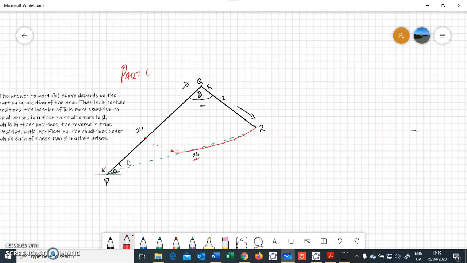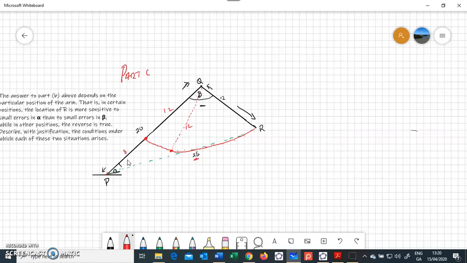Up to that point, because PR is still longer, the error will be bigger in the angle alpha. But once it gets past this spot here, which is 12, let's mark this down: this is 12 and this is 12. Once it begins to move beyond that point towards the line PR, PR gets shorter and shorter. Eventually when it gets as far as this point here, we know that this is 12, so the distance from this point to P is only 8.